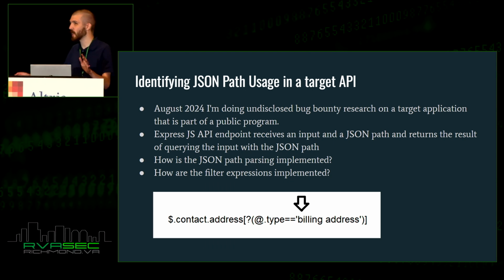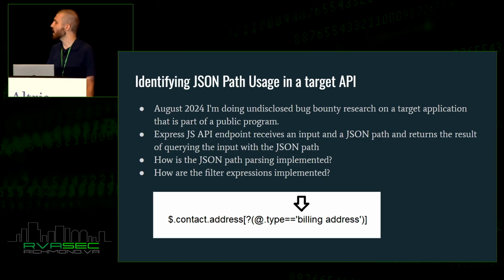But the question is, how do these work? To set some context for this, in August of 2024, I'm doing some undisclosed bug bounty research on a target application as part of a public program on HackerOne. I know they are running an Express.js API, several of them. There's a lot of ways to fingerprint that. It handles certain objects certain ways.